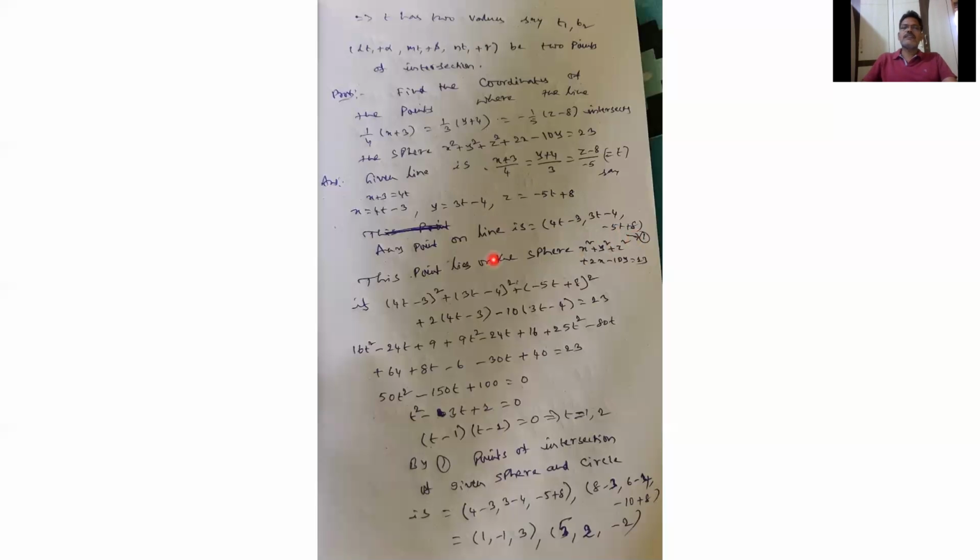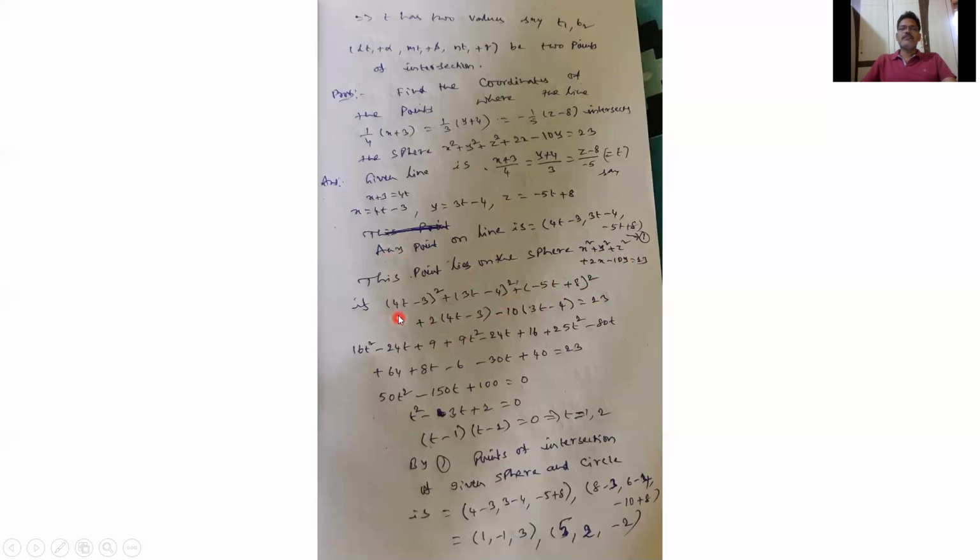So substituting here, the given sphere is x square plus y square plus z square plus 2x minus 10y is equal to 23. Here x equal to 4t minus 3, y is equal to 3t minus 4, z equal to minus 5t plus 8. So (4t - 3) whole square, plus (3t - 4) whole square, plus (-5t + 8) whole square, plus 2 into (4t - 3), minus 10 into (3t - 4), is equal to 23.